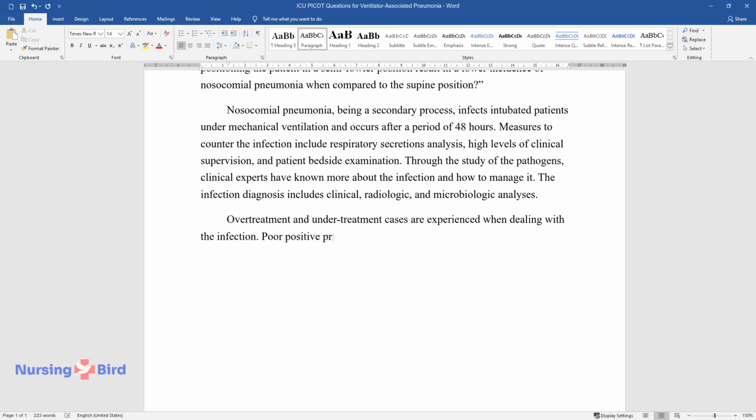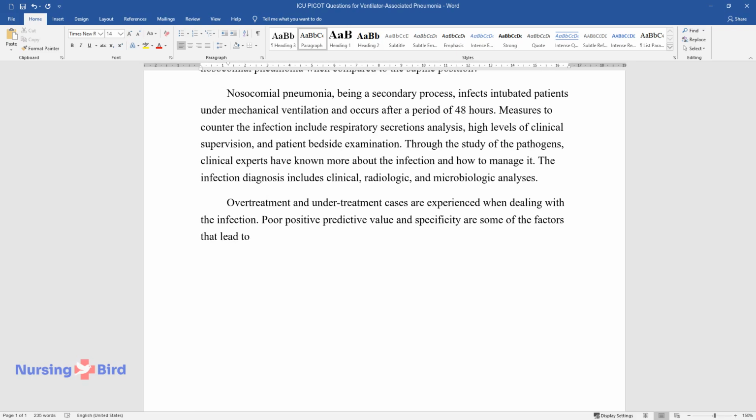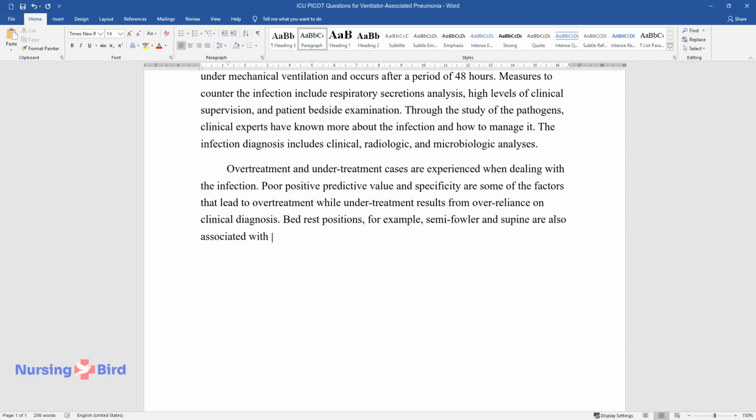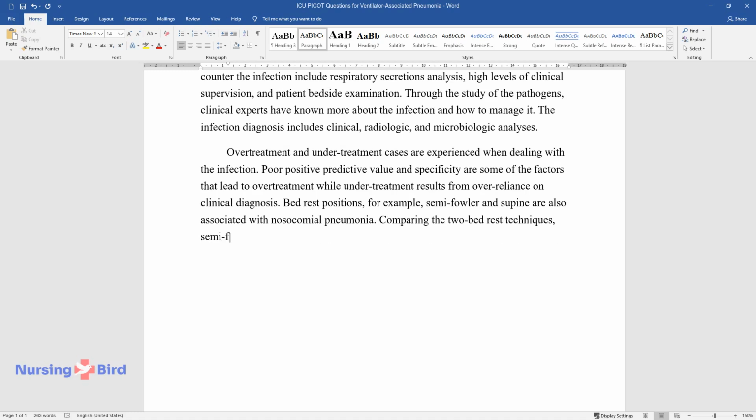Poor positive predictive value and specificity are some of the factors that lead to overtreatment, while undertreatment results from over-reliance on clinical diagnosis. Bed rest positions, for example, semi-Fowler and supine, are also associated with nosocomial pneumonia. Comparing the two bed rest techniques, semi-Fowler's results in a lower infection incidence than the supine position.